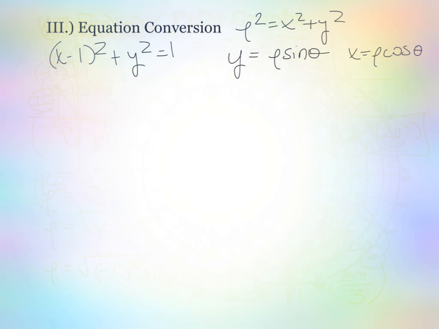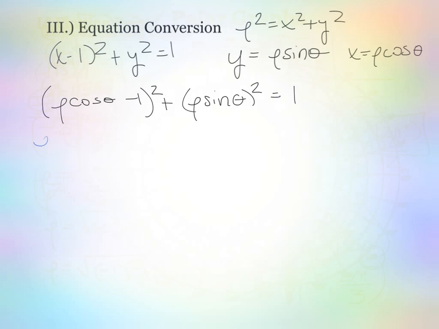So next we're going to convert equations to and from rectangular and polar coordinates. So let's start with (x - 1)² + y² = 1. We're going to plug in polar values for the x's and y's. So x becomes rho times the cosine of theta. So this becomes (rho cosine theta - 1)² + (rho sine of theta)² = 1.